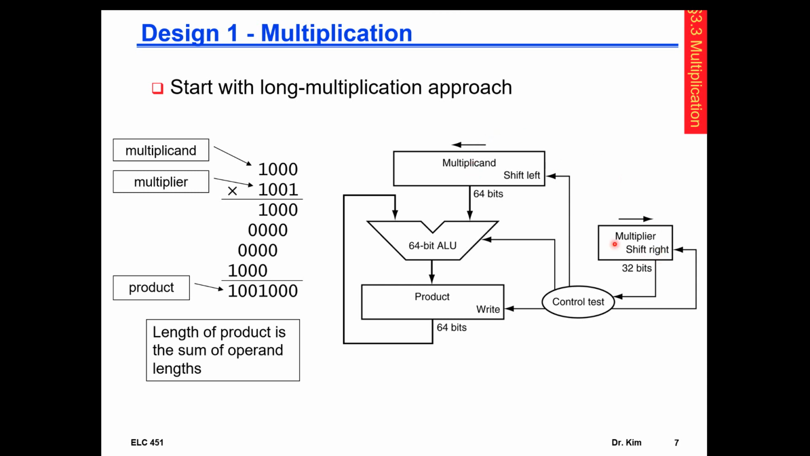And the process repeats itself 32 times, as many bits as we have in the multiplier. So that's why this is controlled by a state machine over here. So you can build this multiplier.